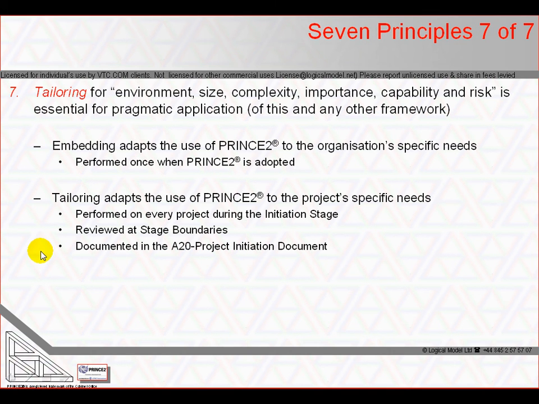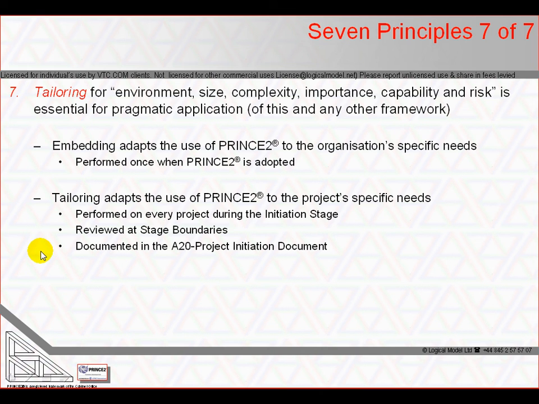The whole of the official manual's longest chapter, Chapter 19, is dedicated to tailoring. The PRINCE2 Project Management Methods official manual is written to apply universally to every project. This means the total set of guidance provided is inappropriate to any specific project until tailored to the project's actual environment, type, organisation, geography or culture, size, complexity, importance, capability and risk.